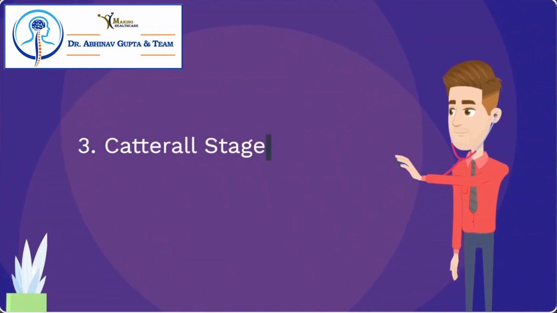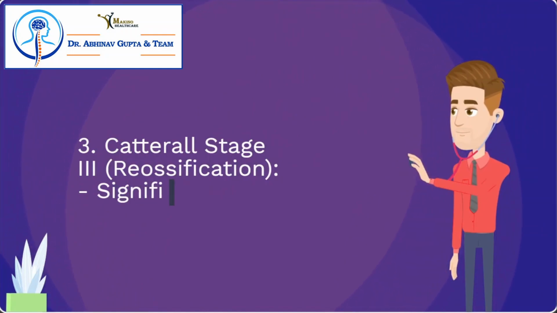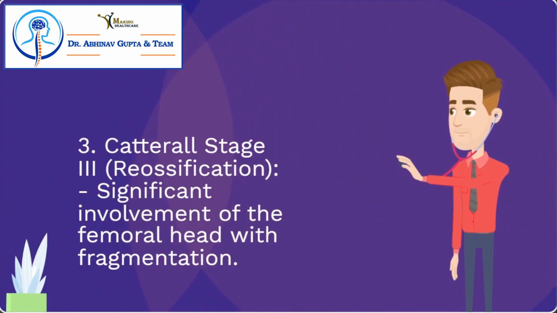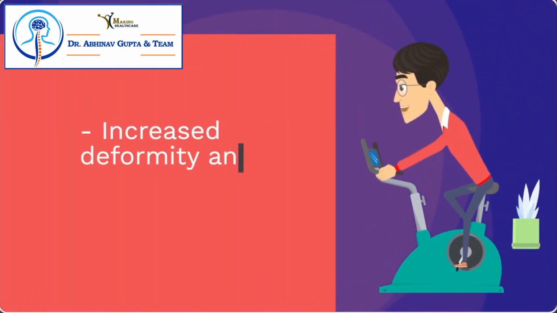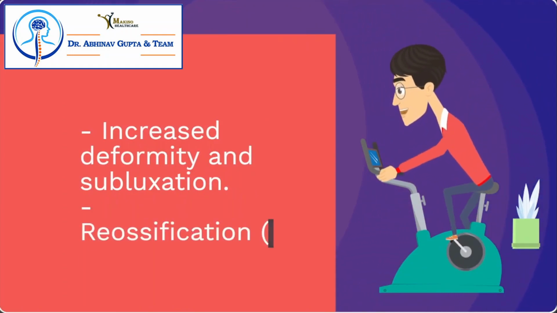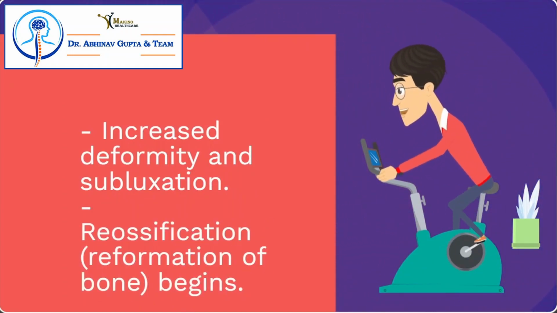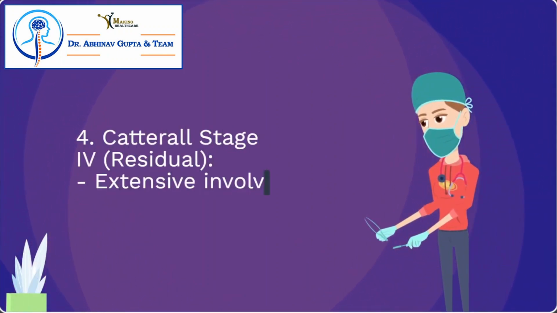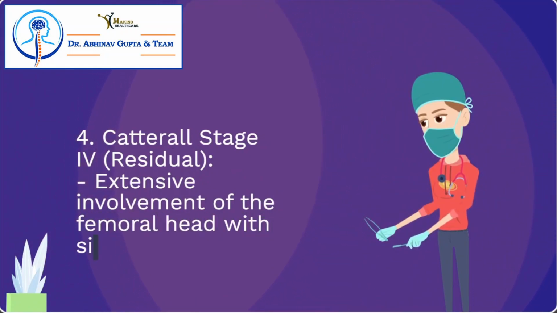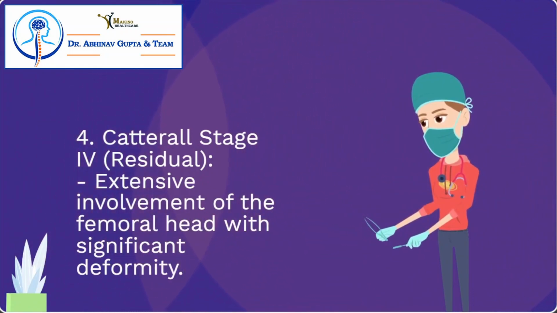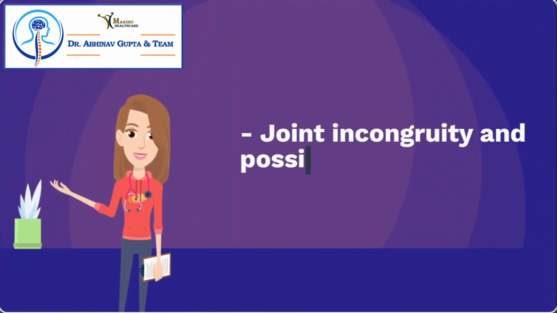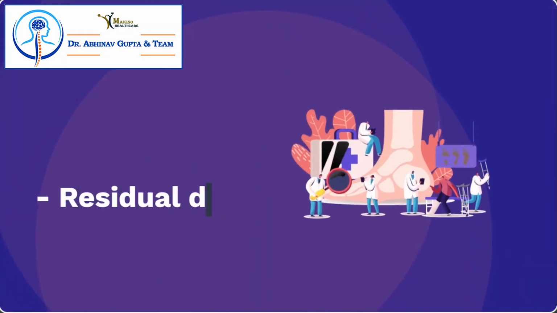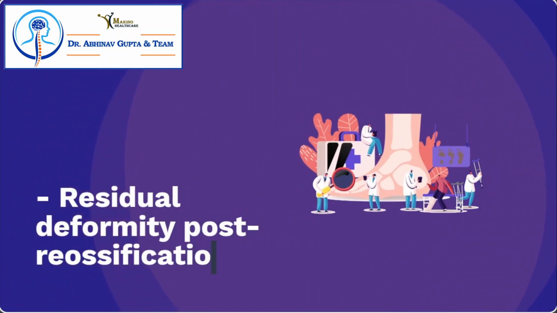3. Catterall Stage 3, reossification. Significant involvement of the femoral head with fragmentation. Increased deformity and subluxation. Reossification, reformation of bone, begins. 4. Catterall Stage 4, residual. Extensive involvement of the femoral head with significant deformity. Joint incongruity and possible degenerative changes. Residual deformity post-reossification.